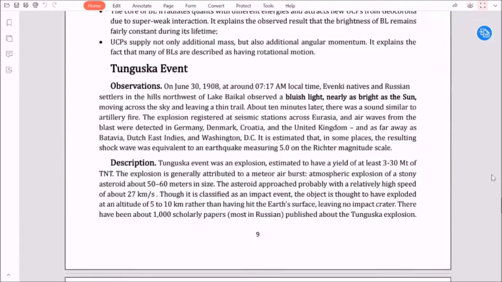There have been about 1,000 scholarly papers, most in Russian, published about the Tunguska explosion. It's very important that there was no impact crater.